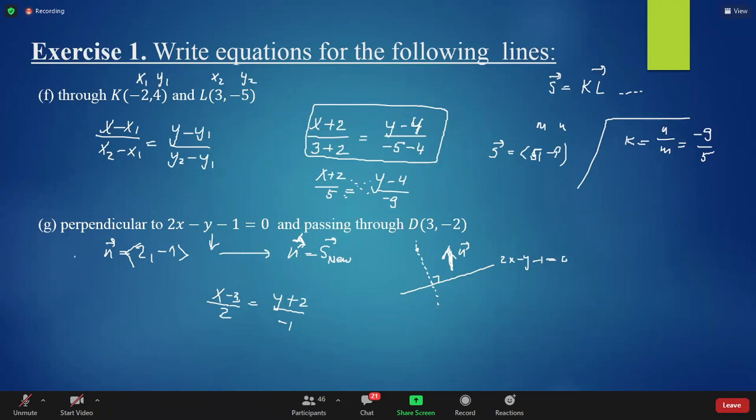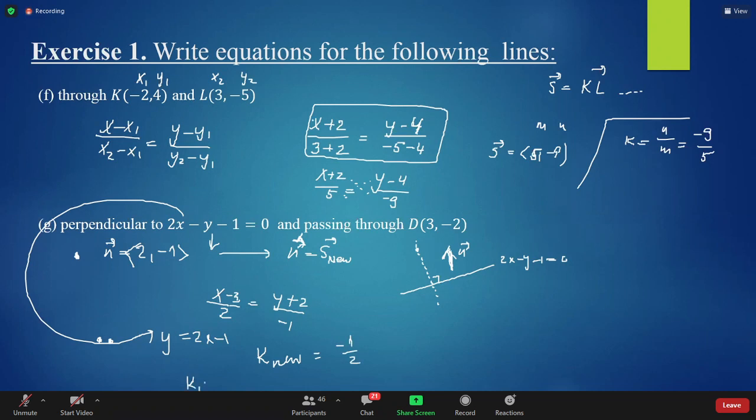Another way of approaching the same thing would be expressing this as y equals 2x minus 1. Change the given equation. Now I say, all right, the k of the new line should be the slope. Remember that the product of the two slopes is minus 1. That means it's minus 1 divided by 2, because remember k1 times k2 had to be equal to minus 1.